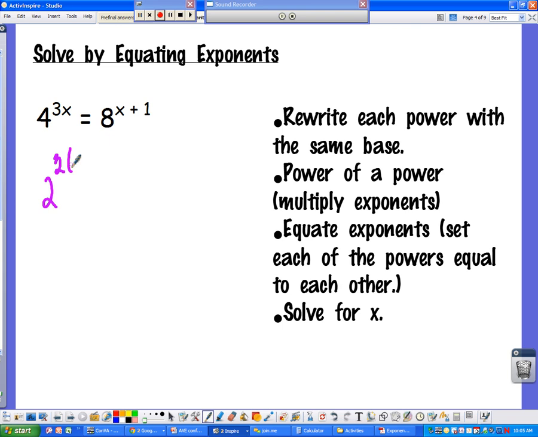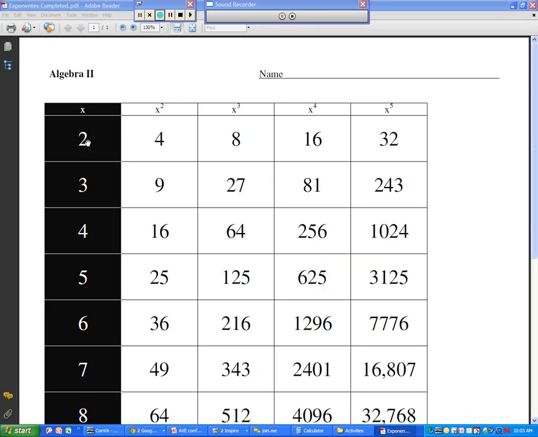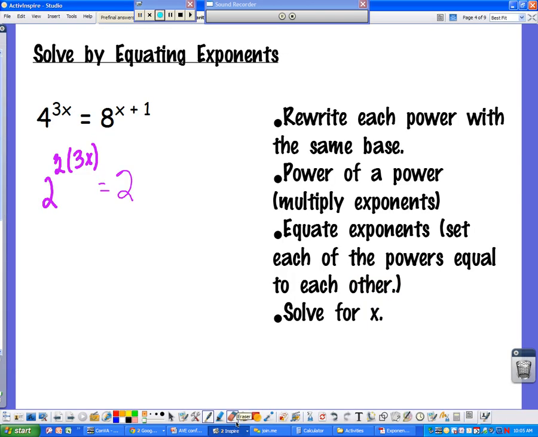And when we do this, we're going to end up multiplying these powers, because the 2 squared gives us the 4, and we already had the power of 3x. And you're going to do the same thing with the 8. 2 to the what power will give me 8? And you find out that it's 3. So 2 to the 3rd gives me the 8, but I also need the x plus 1.